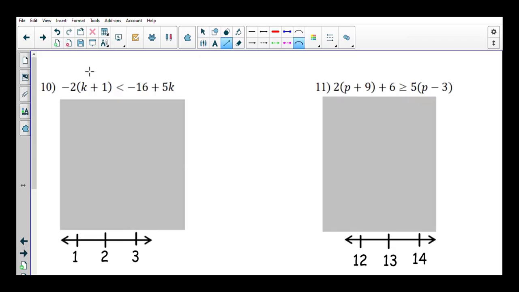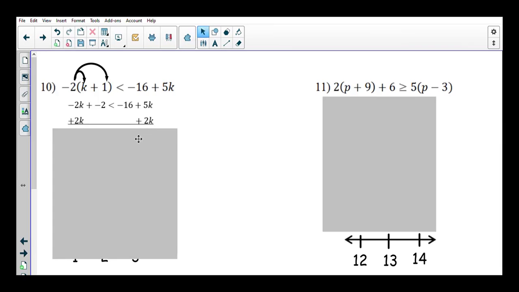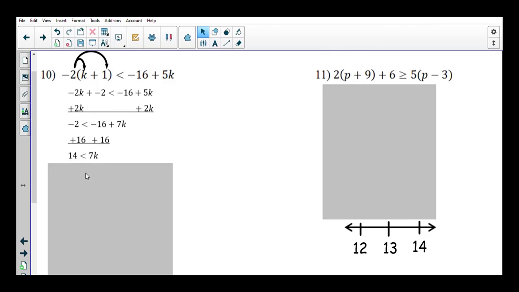First thing I want to do is distribute this negative 2 into the parentheses. So take negative 2 times k and negative 2 times 1 will get us negative 2k plus negative 2 is less than negative 16 plus 5k. Negative 2k is smaller and it's negative, so I suggest adding 2k to both sides. Again, not the only way to do this, but if you subtract 5k on both sides, you're probably going to need to flip the inequality symbol as one of your final steps. So we'll be left with negative 2 on the left, negative 16 plus 7k on the right. Now the inverse of adding a negative 16 is to add a positive 16. So we will get 14 is less than 7k.